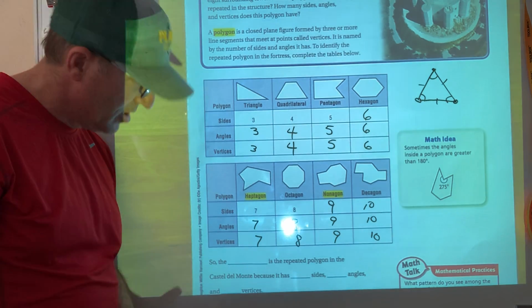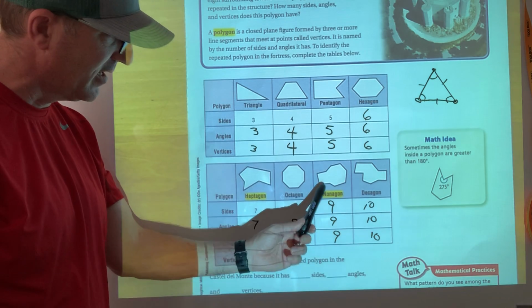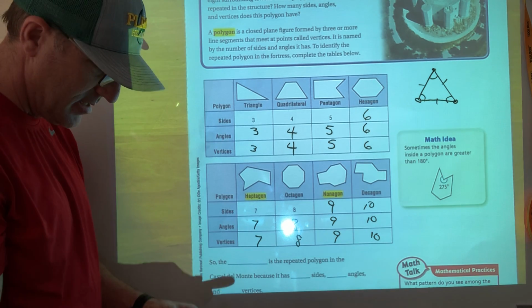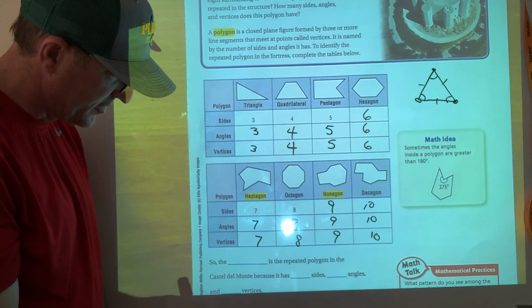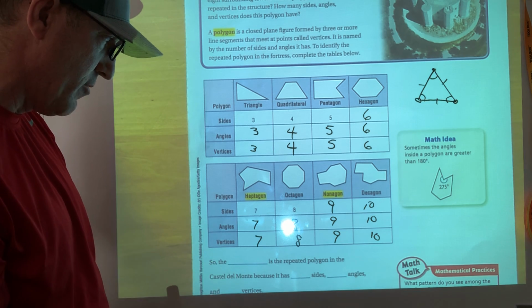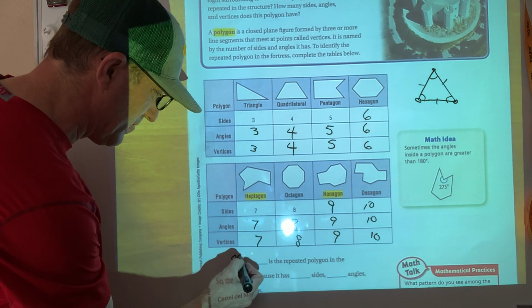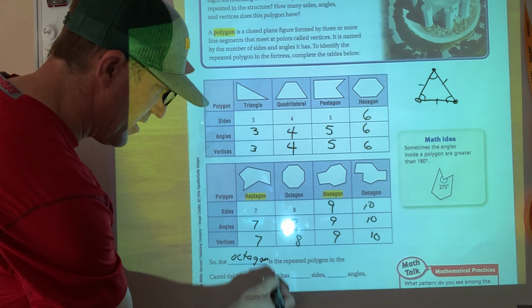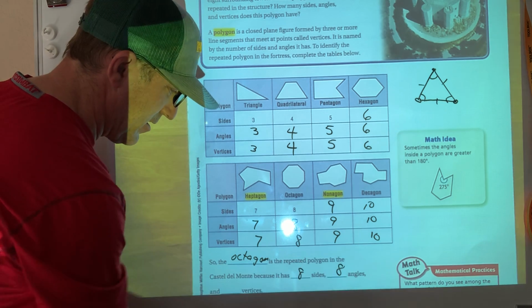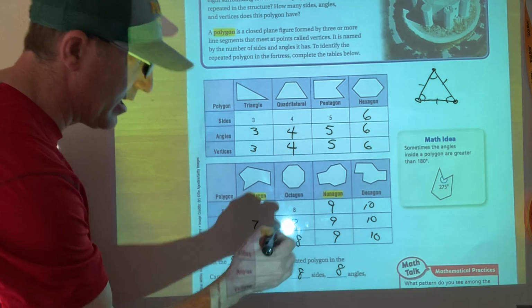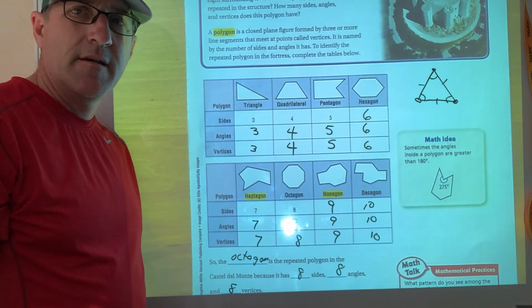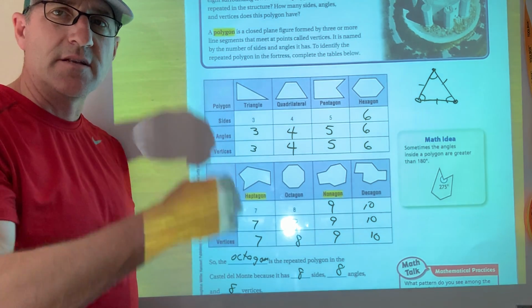Think metric system. So if it's got 8 sides, it's an octagon. So the octagon is the repeated polygon, and of course it's 8, 8, and 8. Easy peasy lemon squeezy. Next page coming up.